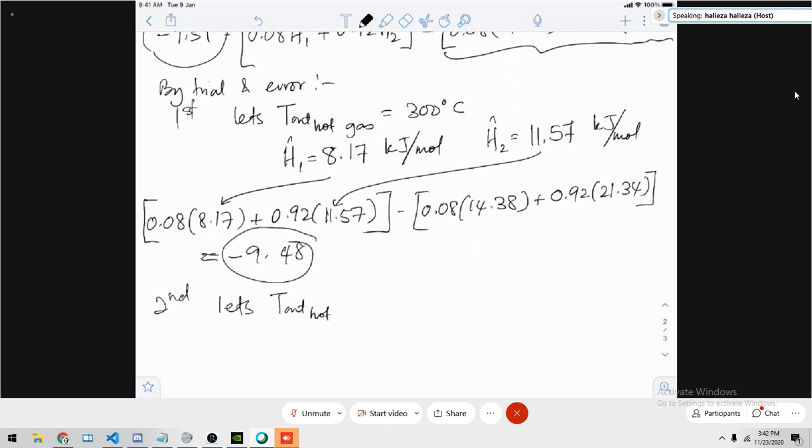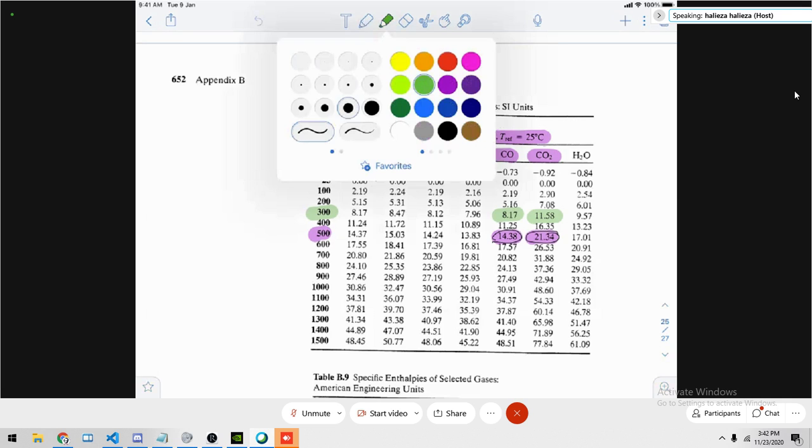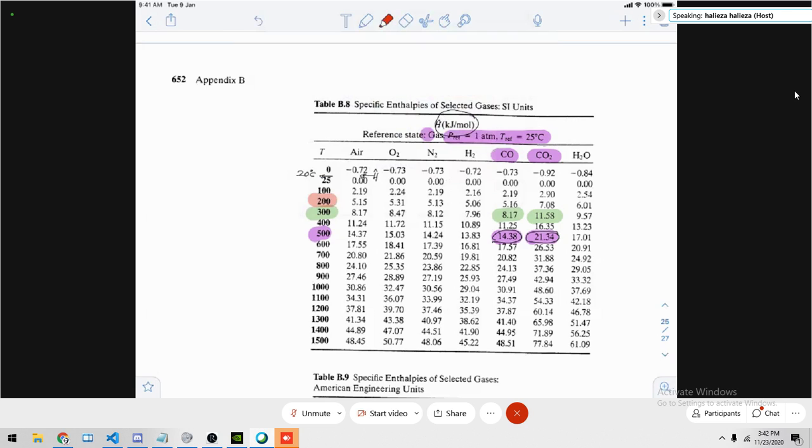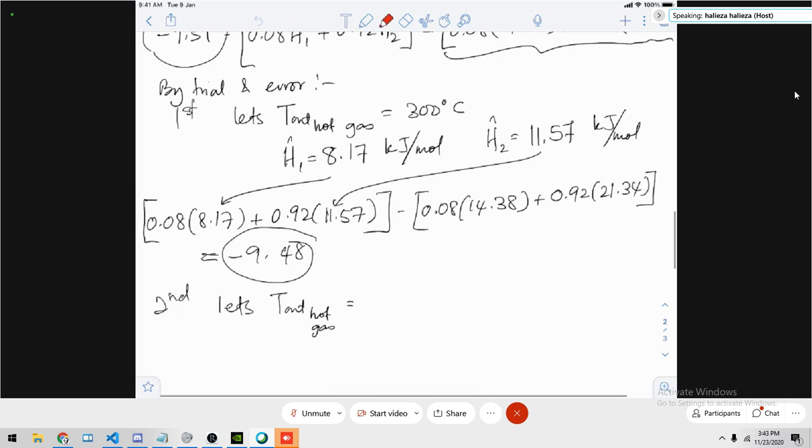Let the gas outlet temperature be 200. Let's look at our appendix again and give it another color, red. At 200, the enthalpies are 5.186 and 7.08. Please take note of the enthalpies at 200, because I need you guys to tell me the values. Now let's go back. At 200 degrees C, H1 is equal to, somebody please give me the value.